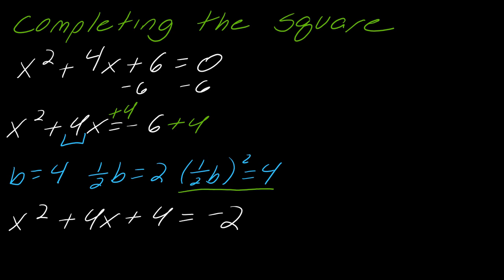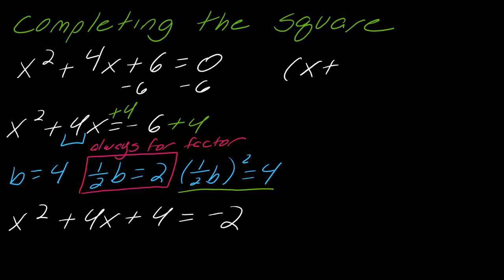In the event that you're not sure how to factor this, the half b term is always used to factor. So the way that this expression will factor on the left side is x plus 2 squared, and that equals negative 2. So now I've got x plus 2 squared equals negative 2. And now I can finish this. I'm going to use the square root property.